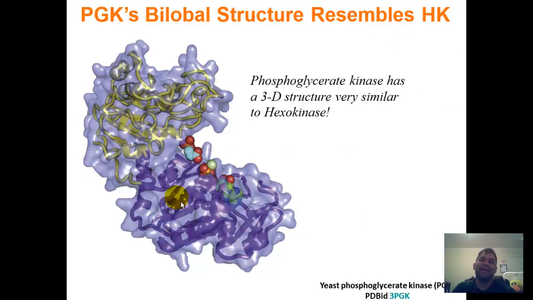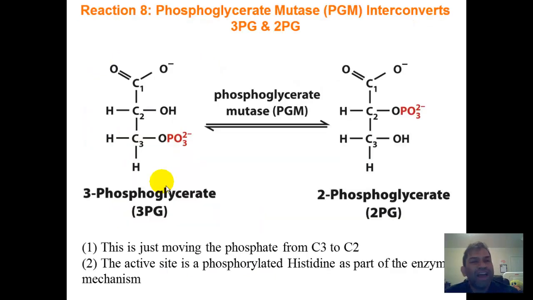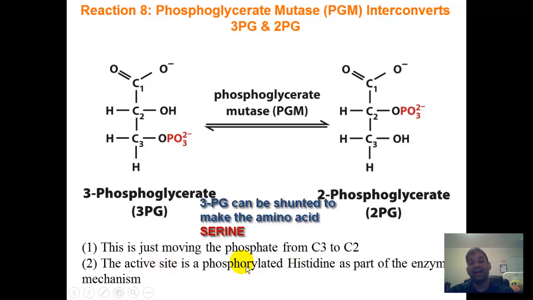All right, so here are the phosphates phosphorylating ADP to make ATP. Phosphoglycerate kinase has a 3D structure very similar to hexokinase. Induced fit, Pac-Man. We literally call it Pac-Man because it encapsulates that induced fit model of a substrate binding to an enzyme. Reaction 8 is a mutase, phosphoglycerate mutase. We're going to take that 3-phosphoglycerate and convert it to 2-phosphoglycerate. So the phosphate switches from the 3 carbon to the number 2 carbon. The active site here is not a histidine, but a phosphorylated histidine.